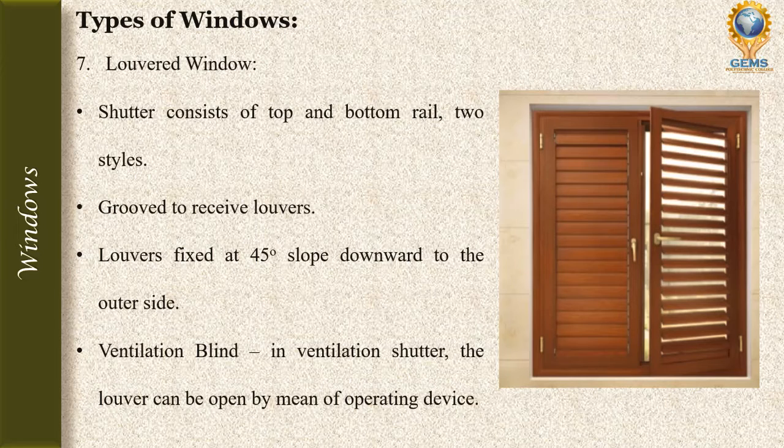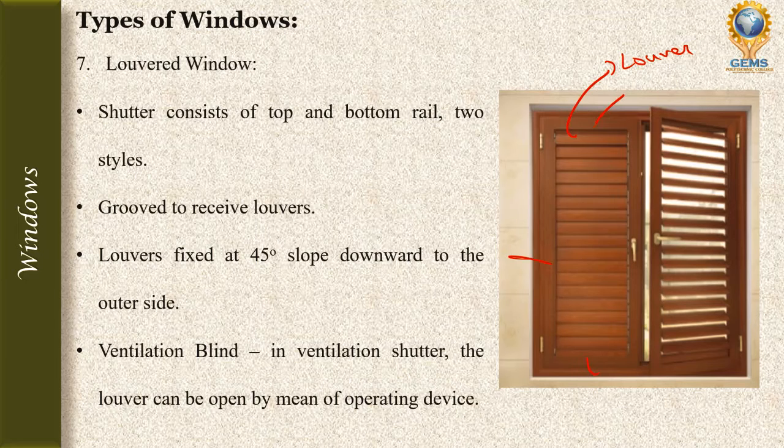Seventh type is louvered windows. See here, there is a wooden plank that will be in a slope shape. This part we call a louver. That's why this window is called a louvered window. In this window, the shutter will consist of a top rail, a bottom rail, and two vertical stiles.